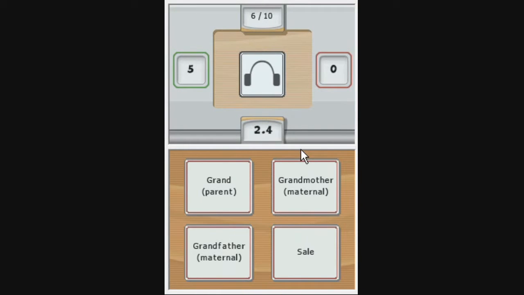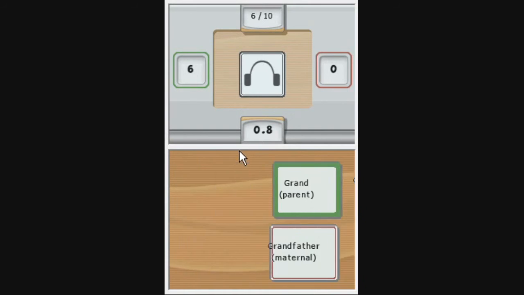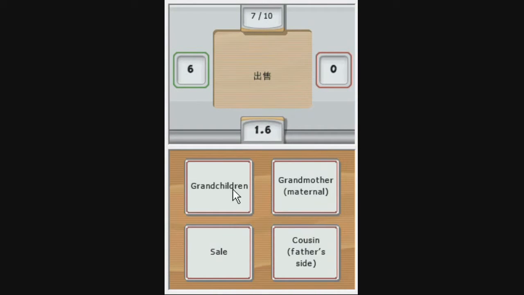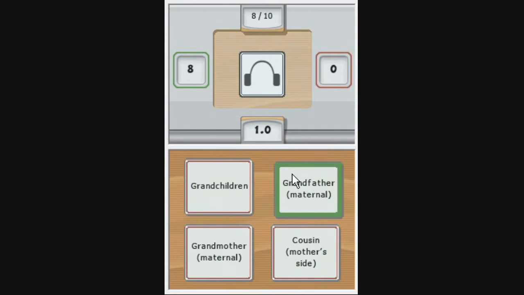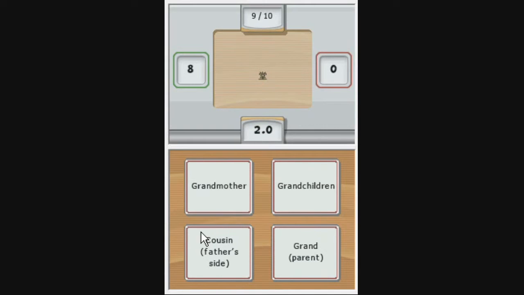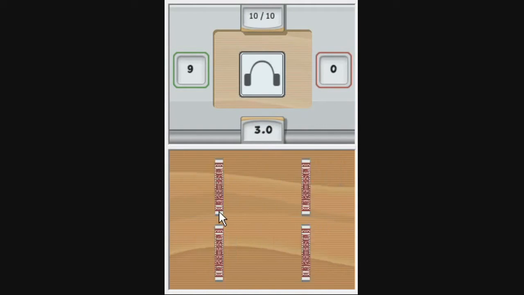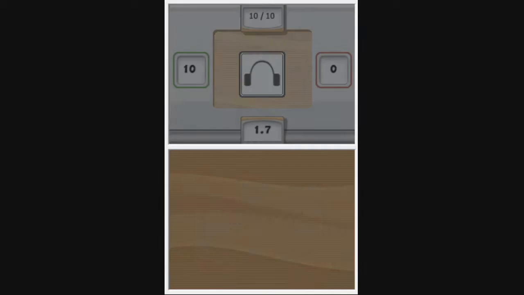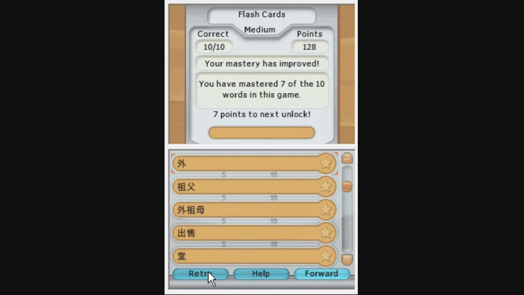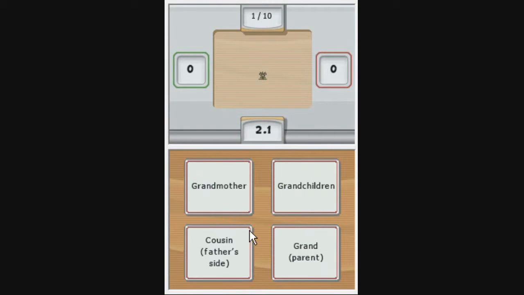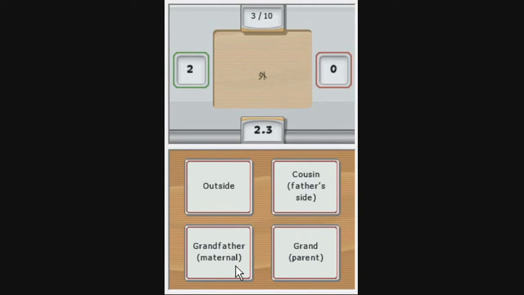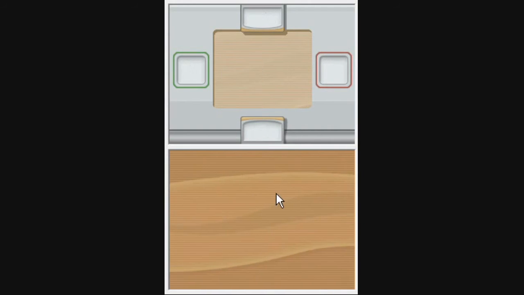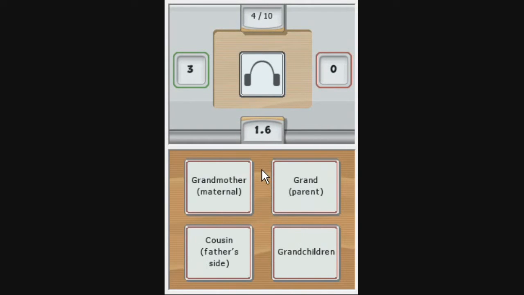祖 is grandparent. 出售. Sale. 外祖父, grandfather maternal. 堂 is cousin father's side, and 孙 is grandchildren. Yay! Perfect again. Am I done yet? 7 points. 堂 is cousin father's side. 孙 is grandchildren, I forgot, but no. 孙 is grandchildren, and 外 is outside.